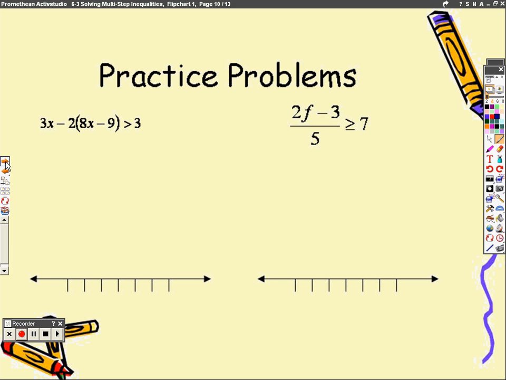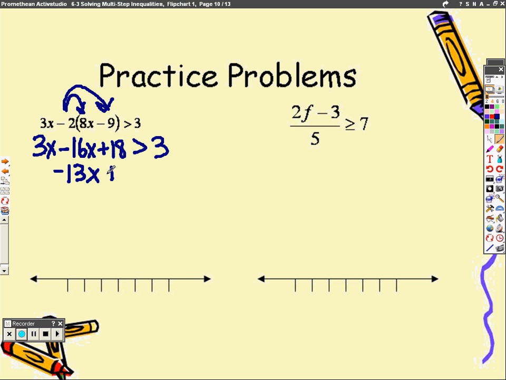All right, for this example, we need to distribute the negative 2 into the terms inside the parentheses. So we end up with 3x. Negative 2 times 8x gives me negative 16x. Negative 2 times negative 9 gives me positive 18 is greater than 3. The first thing that I want to do here is combine my like terms, 3x and negative 16x, and I end up with negative 13x plus 18 is greater than 3.